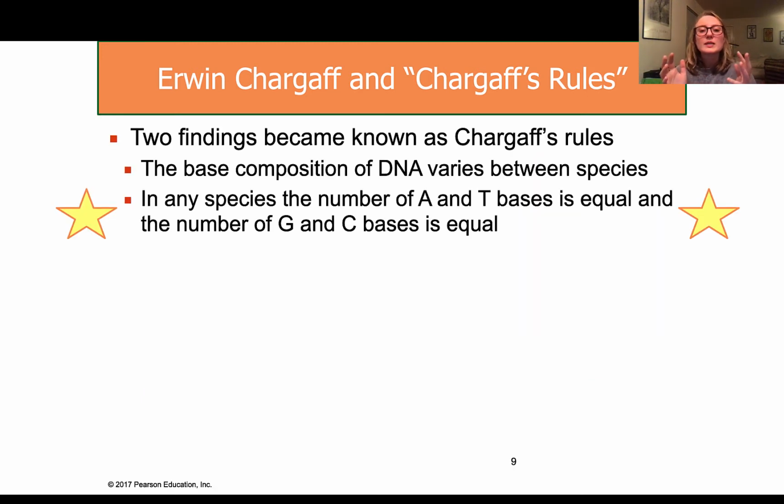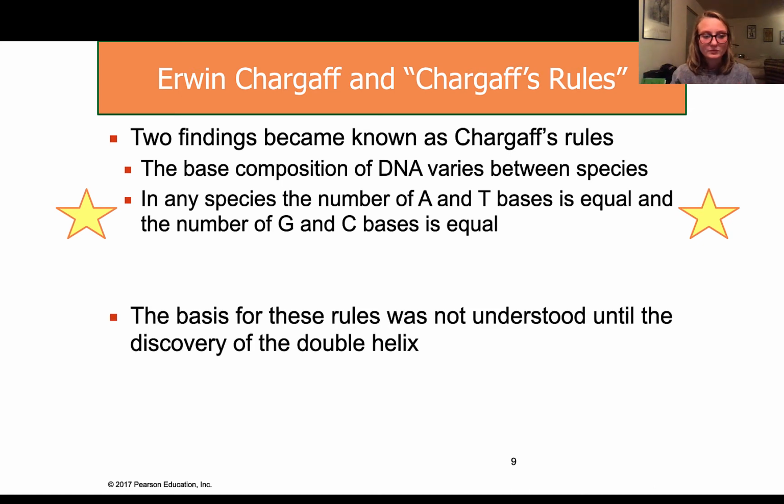So 2 things really became known as Chargaff's rules. One, that the base composition of the nucleotide sequences varies between species, but he also realized that no matter the species, roughly the number of adenine and thymine is equal, and the number of guanine and cytosine is equal. While these 2 findings became well established as Chargaff's rules, the basis for these rules was not really understood until later.